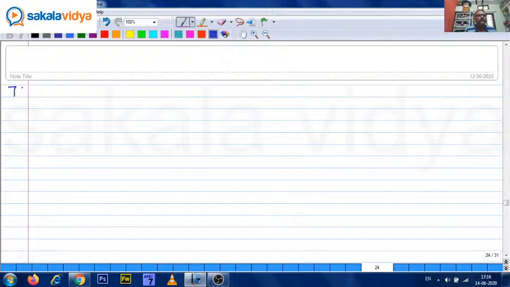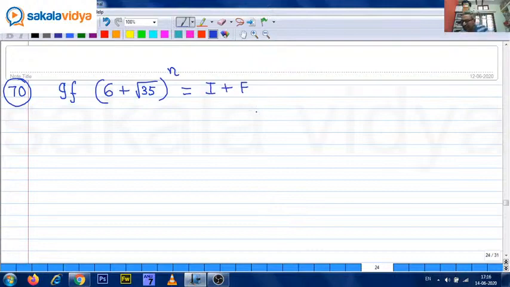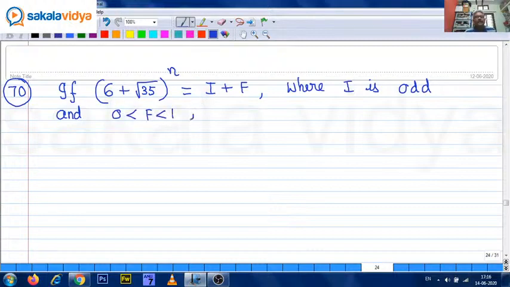Problem number 70. If (6 plus root 35) to the power of n equals I plus f, where I is the integral part and f is the fractional part, where I is odd and 0 less than f less than 1, then (I plus f) multiplied by (1 minus f) equals. This is the question.